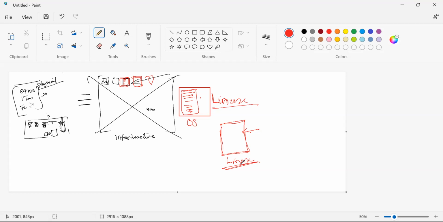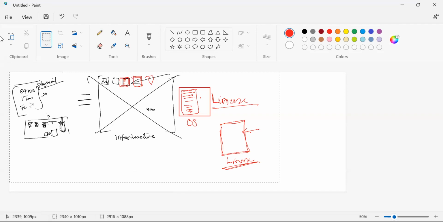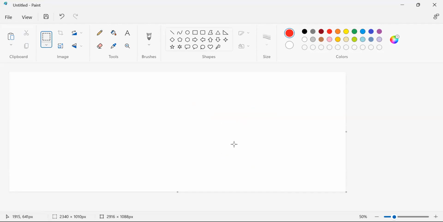All right, guys. So now let me give you a picture of what you'll be doing as we move towards DevOps engineering. Now that we know the place of Linux.